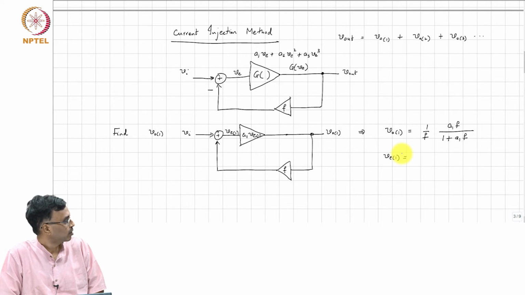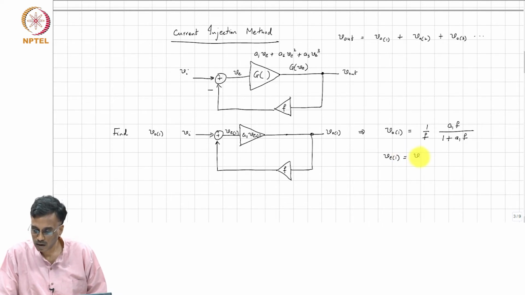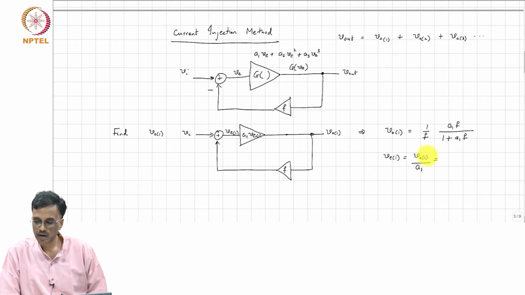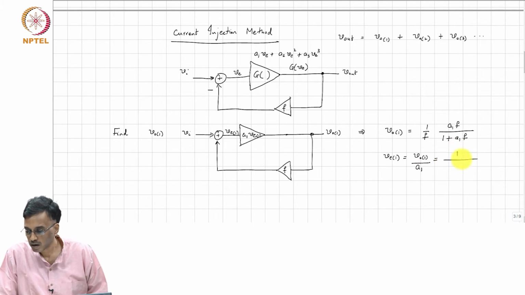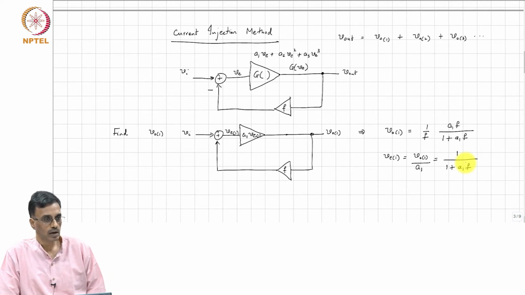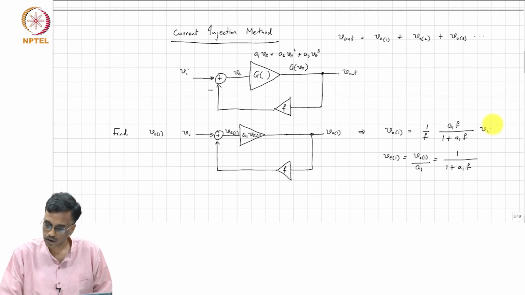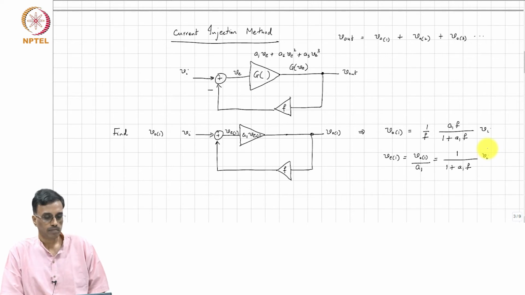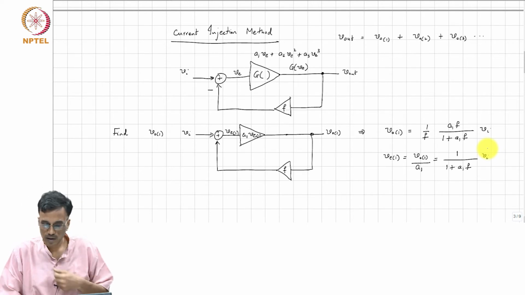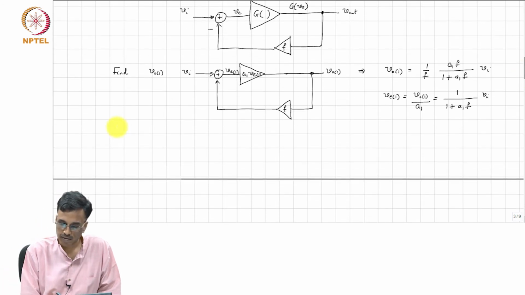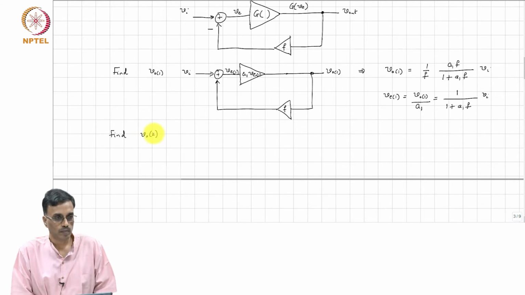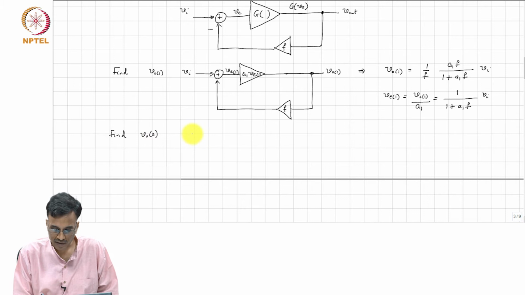The easier way to find out is we know VO1, that divided by A1 is VE1, and that is nothing but 1 by 1 plus A1, times VI. Correct. So, we found everything that there is in this network. Now, the next thing is find VO2. What do you do now? Well, we set the input to 0.